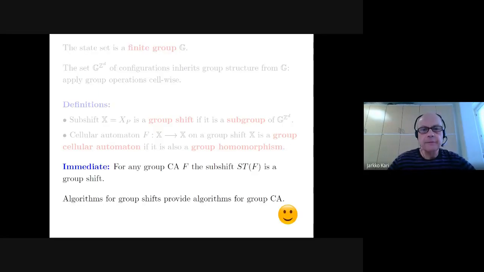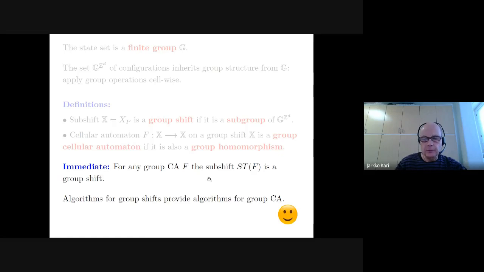And now it immediately follows that if you have a group cellular automaton and you look at its space-time diagrams, it is a group shift. If you take a valid space-time diagram and another space-time diagram of a group cellular automaton and multiply them, you get a valid space-time diagram also of that group cellular automaton. That's because of this homomorphism property. And so if you have algorithms for group shifts, you can use these algorithms on this set of space-time diagrams to solve various questions about the group cellular automaton.